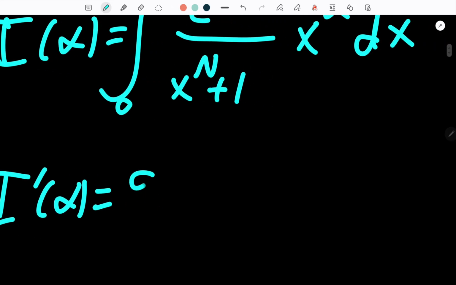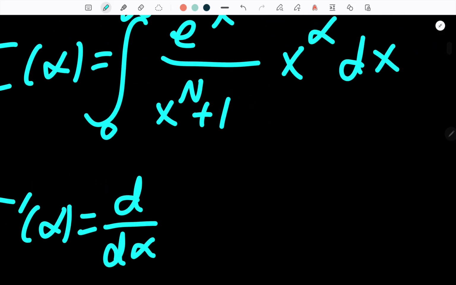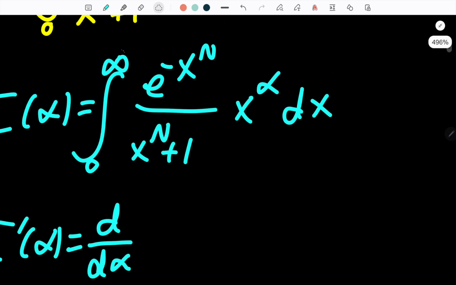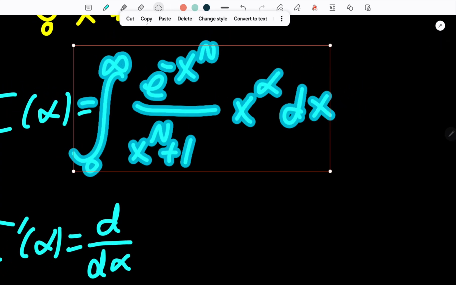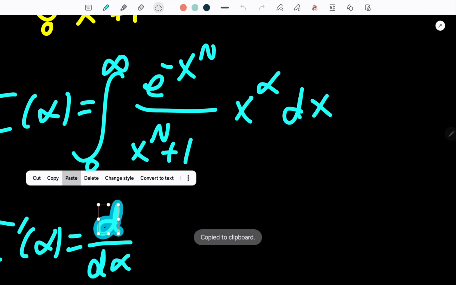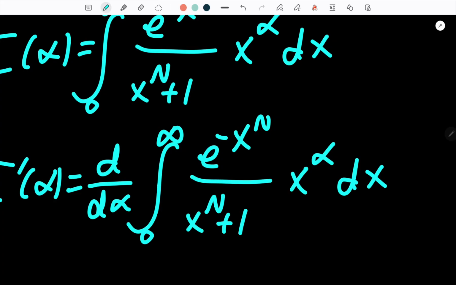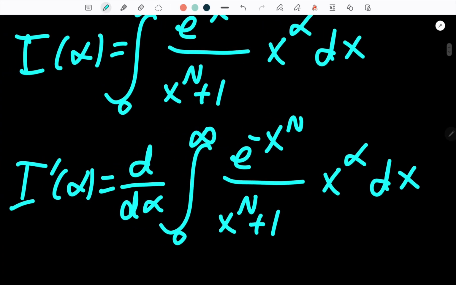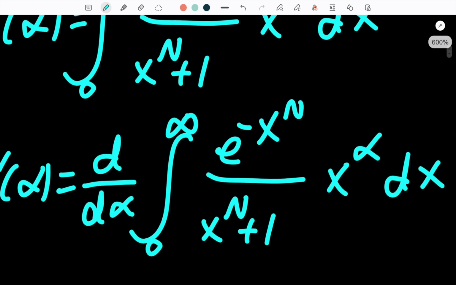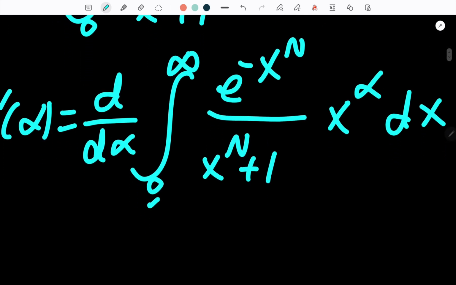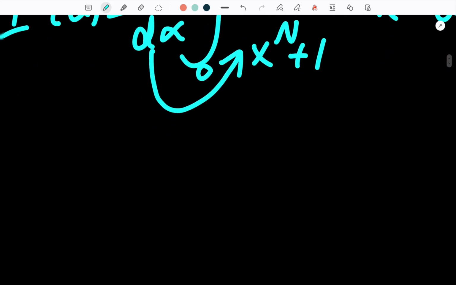this is of course going to be the derivative with respect to the parameter alpha of this integral right here. And due to the special case of Leibniz rule for differentiating under the integral sign, and that special case is we don't have functions of alpha in our limits, we can go ahead and just bring in this derivative, but instead of being a regular derivative, it's going to be a partial derivative.